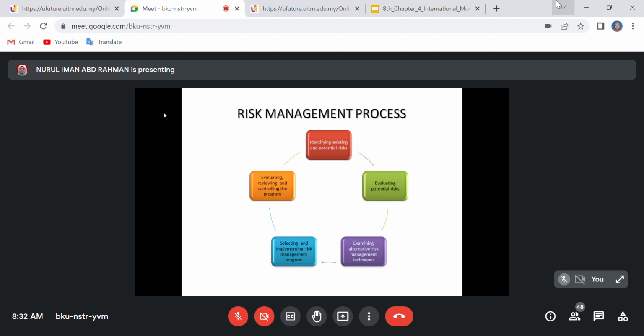Okay, and then the 5 is the management process. The first one, identifying existing and potential risks, evaluating potential risks, examining alternative risk management techniques, selecting and implementing the risk management program, and the last one, evaluating, reviewing, and controlling the program.